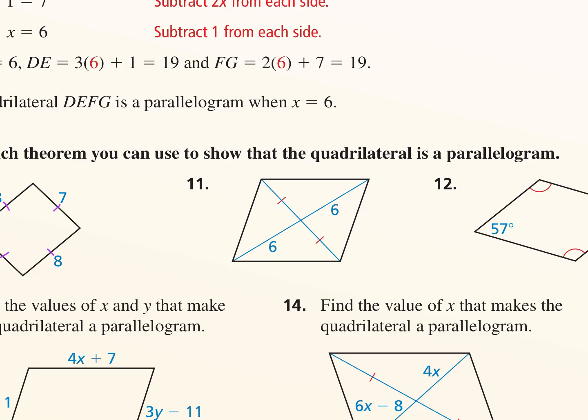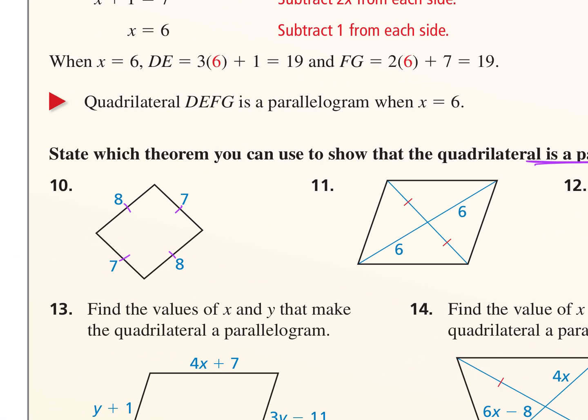What can I use to find that it is a parallelogram? So opposite sides are congruent here, so it's a parallelogram. Opposite sides, and this is again converse. Do not forget whether it's converse or not. You have to remember.